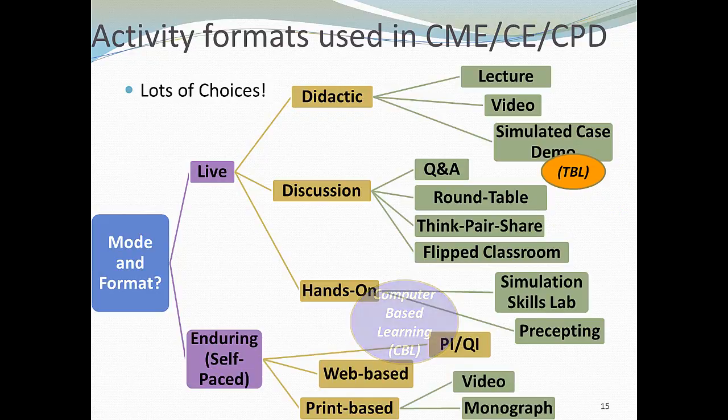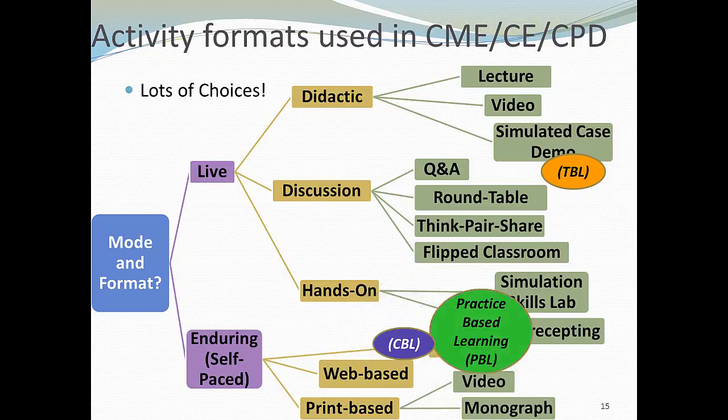Another piece of vocabulary you should have is computer-based learning. Again, many formats can share that. And then practice-based learning, precepting, simulation, PI, really involve use of the practice tools on site and not in the abstract.